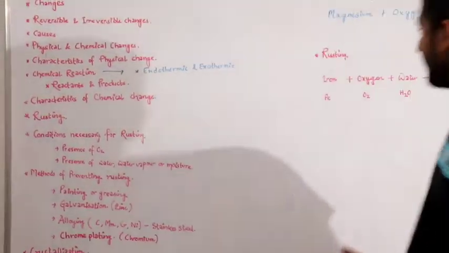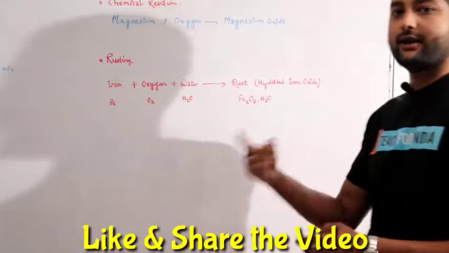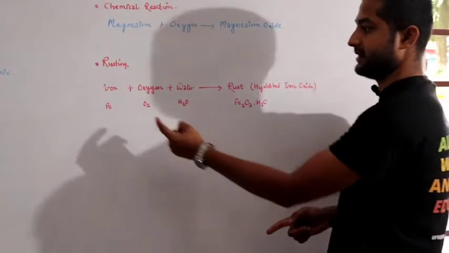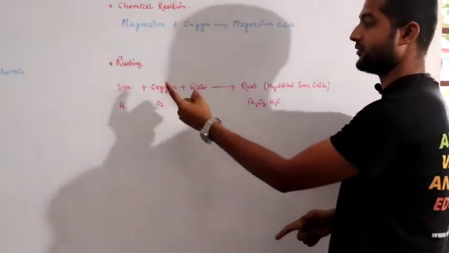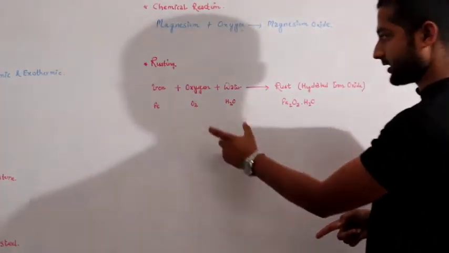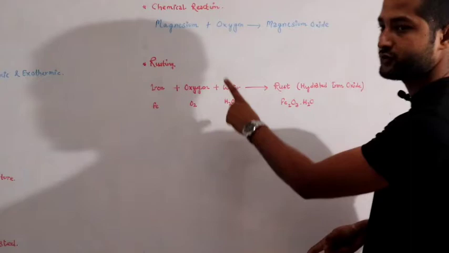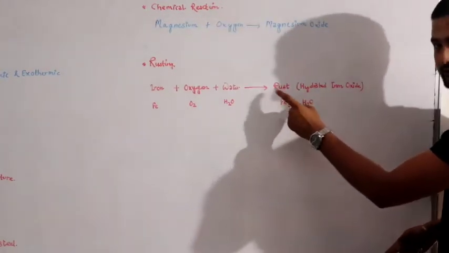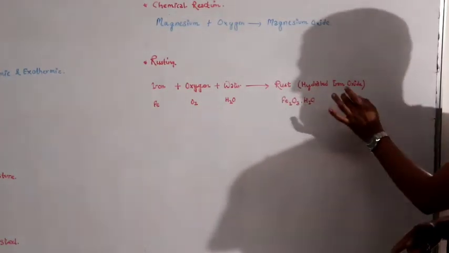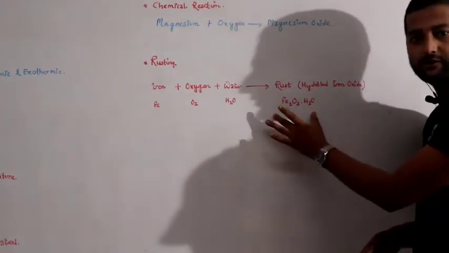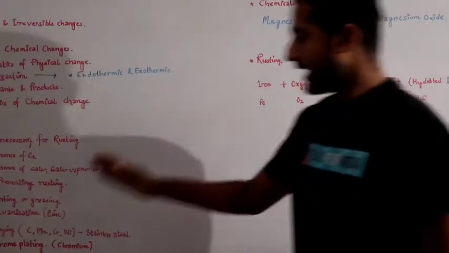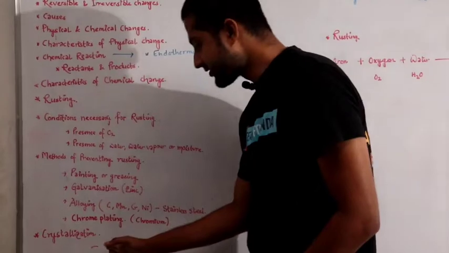Now let us see what is the chemical equation or the chemical reaction that occurs when rusting happens. You can see iron, in presence of oxygen and water, which are the main two responsible factors for rusting to occur. When these three things combine together, rust is formed, and the chemical name of the rust is hydrated iron oxide, and the chemical formula is Fe2O3.H2O.